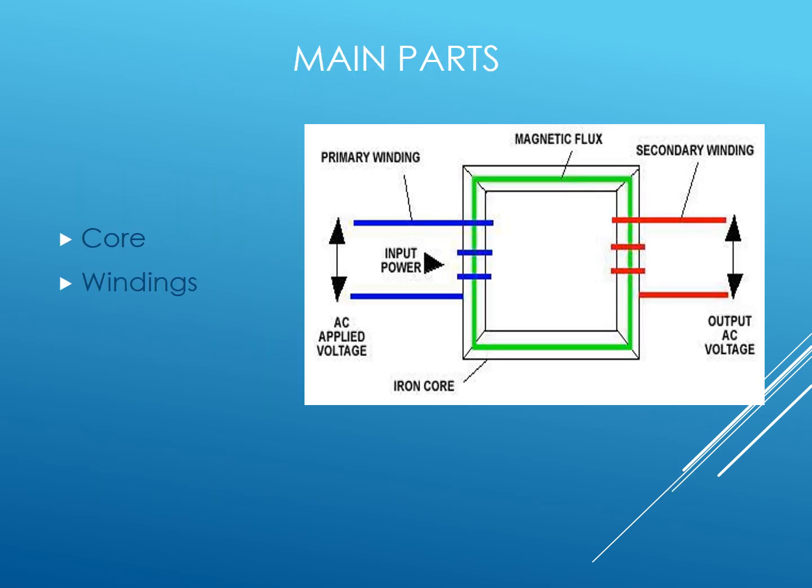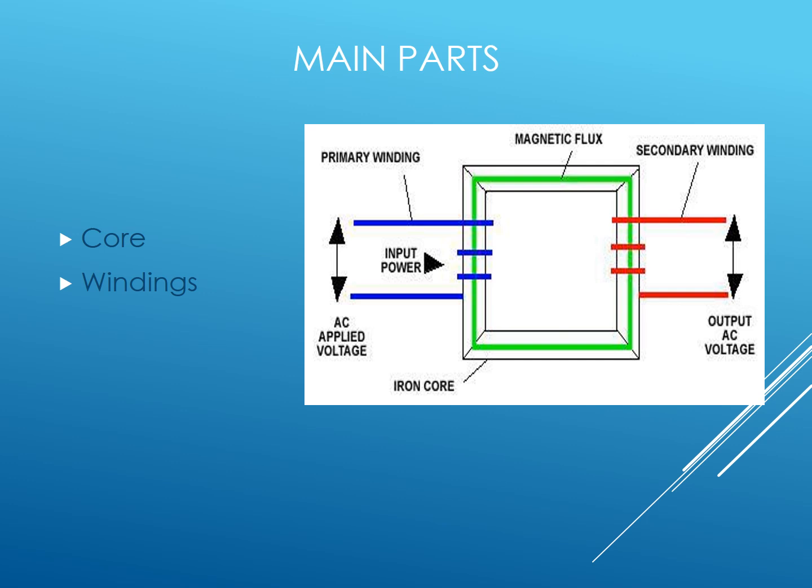We'll see about the main parts of the transformer, that are core and windings. Before going to the main parts, we should know about the working principle of the transformer. The principle is mutual induction between two electrical circuits linked by a common magnetic flux. That's the mutual induction principle.